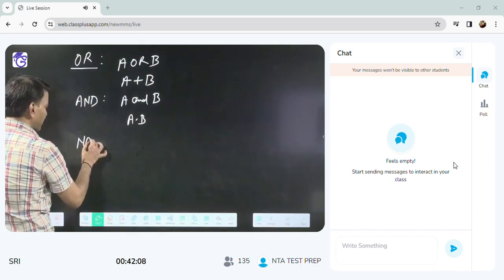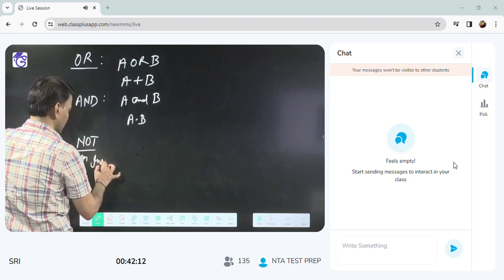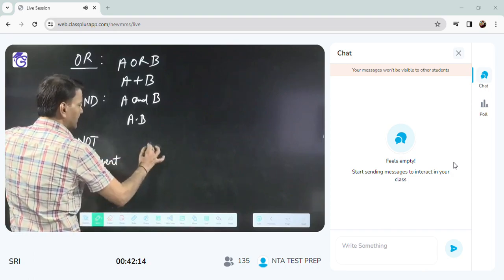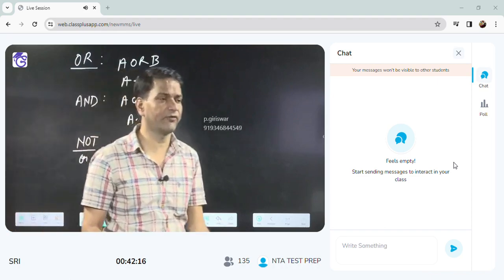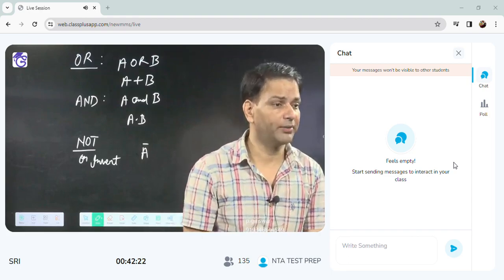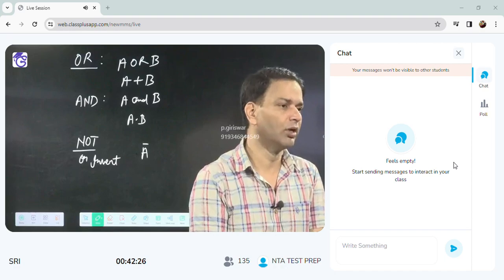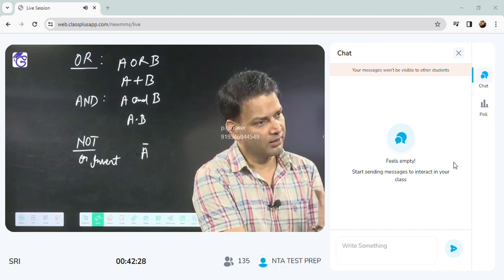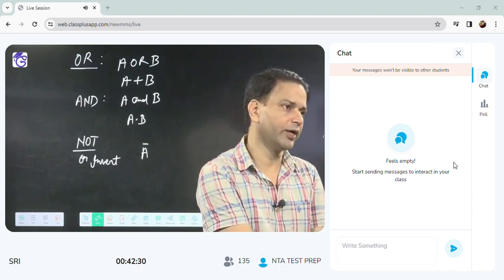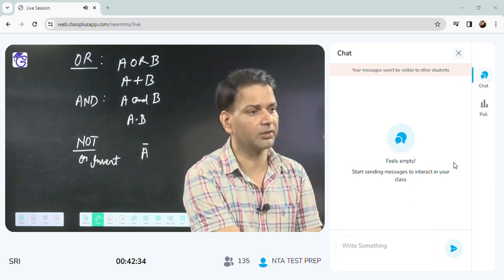After that, the NOT operation. What is a NOT operation? NOT means invert. We represent it by a bar, meaning not A. If the input is A, then the output will be not A. If the input is high, the output will not be high, meaning low. If A is high, the output is low. If the input is low, the output is high. That is the NOT gate, the NOT operation. Did everybody get this?